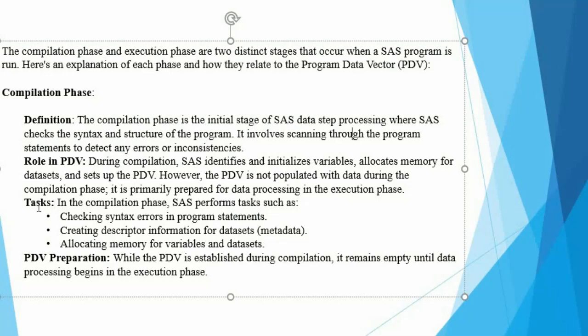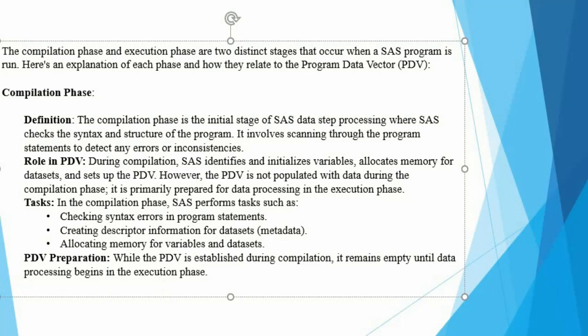So what does the compilation phase do? It checks syntax errors, creates descriptive information for the dataset, metadata, as we know metadata means data about data, and allocates memory for variables and the dataset. While preparing the PDV established during compilation, it remains empty until data processing begins in the execution phase. We have to remember that it only creates the structure in the compilation phase. The values will not be populated in the compilation phase; they will be populated in the execution phase.